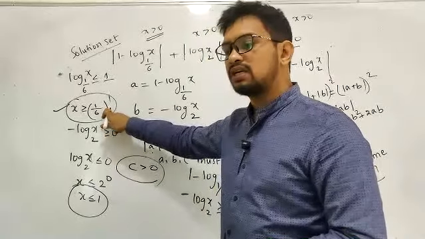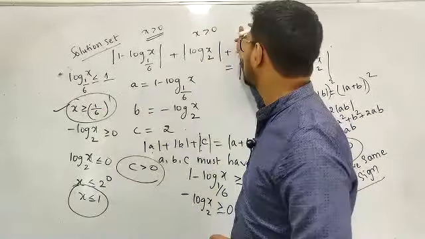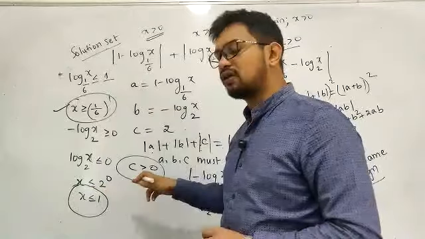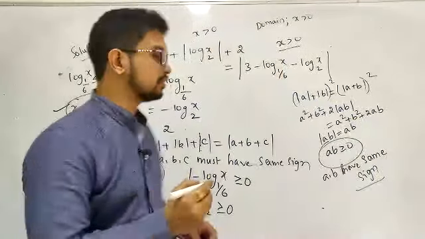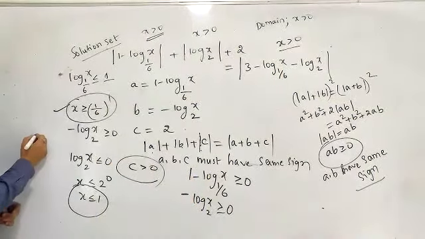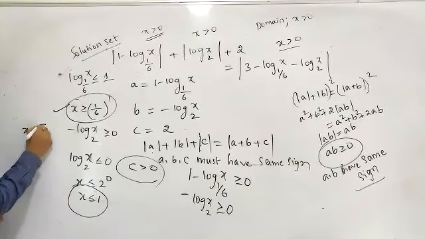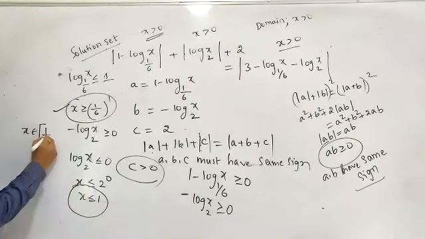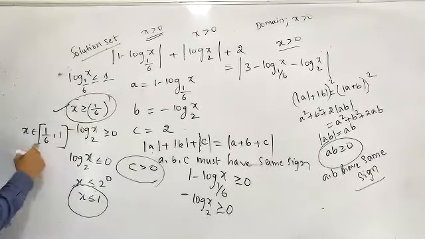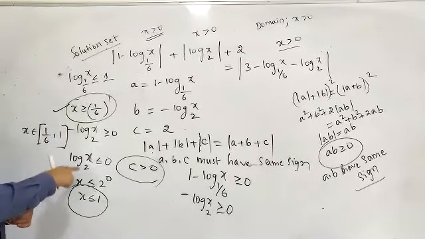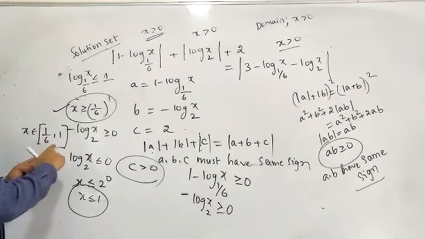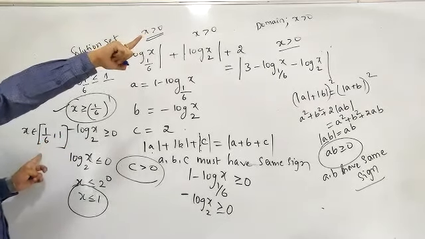So this is present. X is greater than or equal to 1 by 6, which belongs to the domain of that function. And X is less than 1, which belongs to the domain of this function. So I'll write the final answer as X belongs to 1 by 6 comma 1, closed interval, and you can observe that this absolutely belongs to the domain of that function.